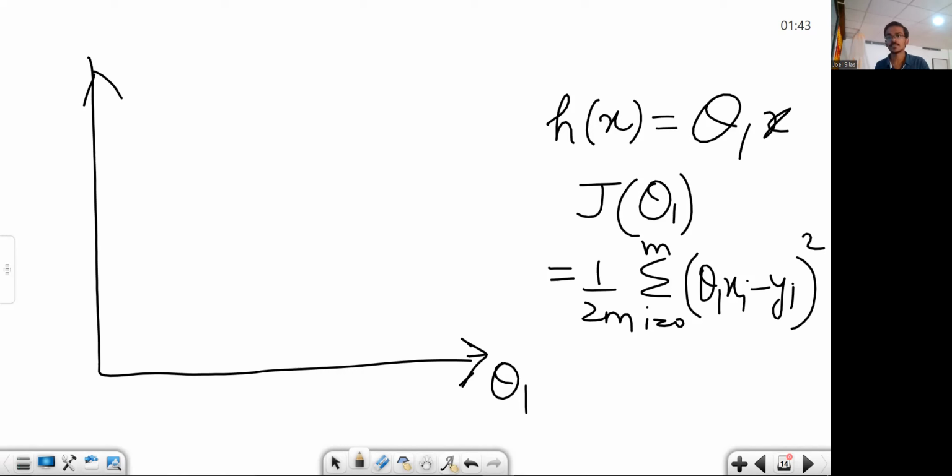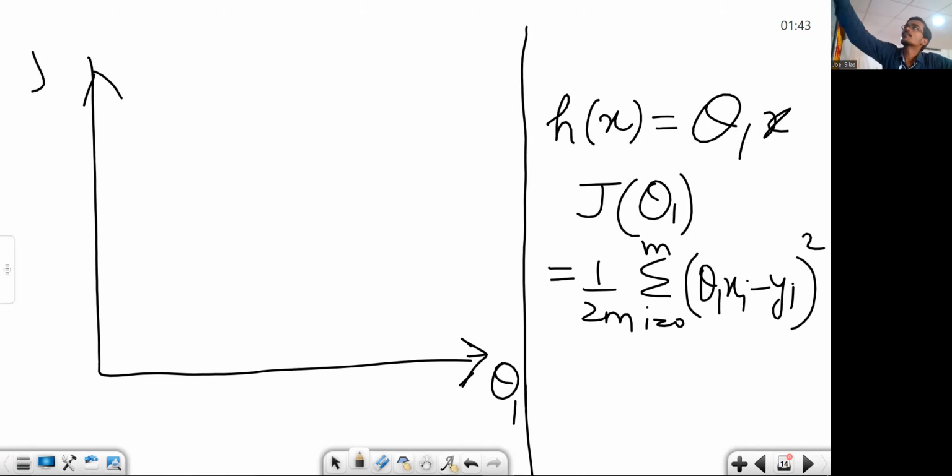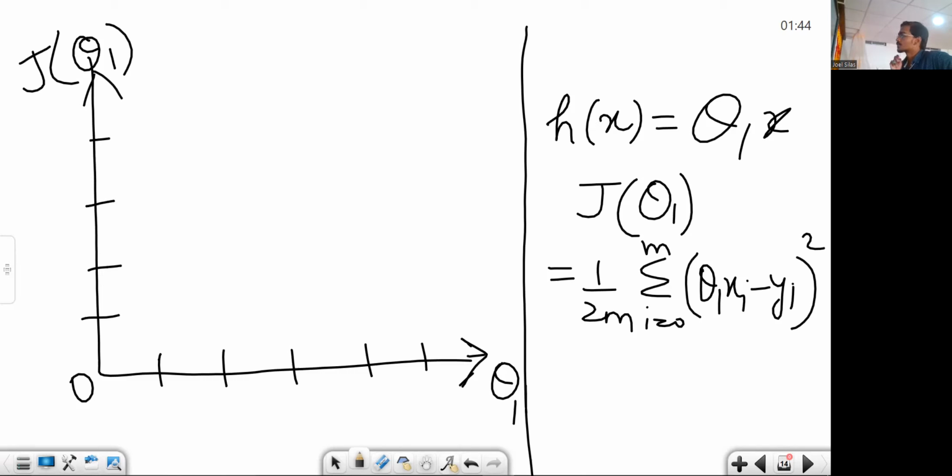Because our theta 0 is ignored. And here we are plotting the cost function as a function of theta 1. Now, if a theta 1 value... so for every theta 1, we need to find out the cost function.